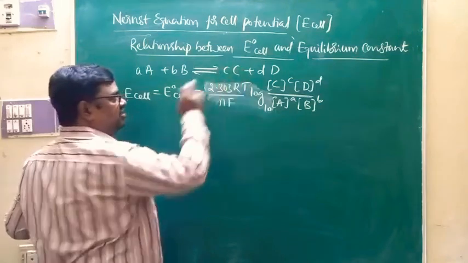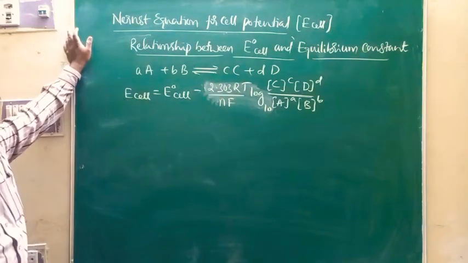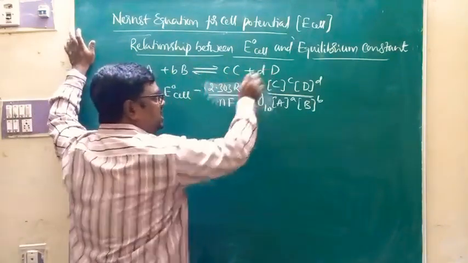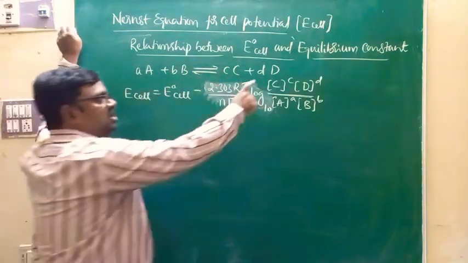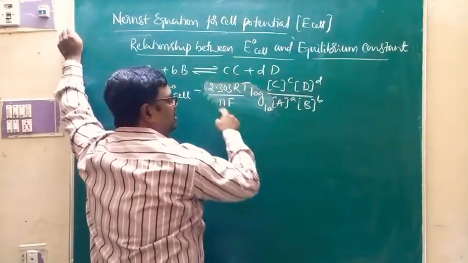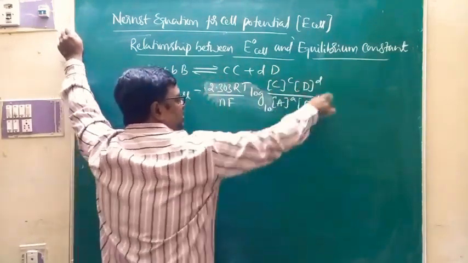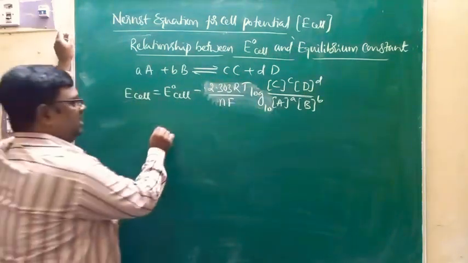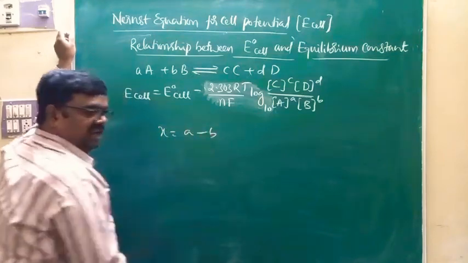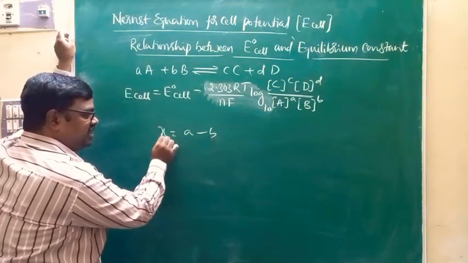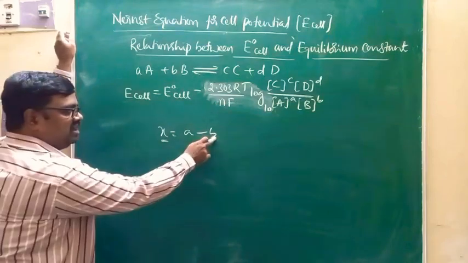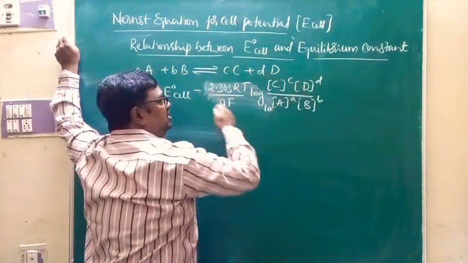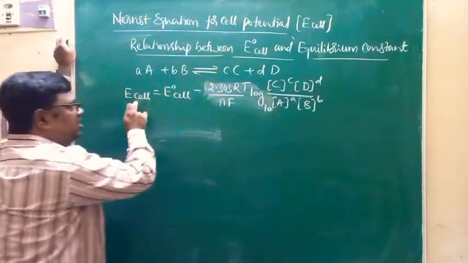As the chemical reaction proceeds in the galvanic cell, the chemical reaction is spontaneous. As the reaction proceeds, the concentration of C and D increases. If the concentration of C and D increases, the total value increases, and when this value increases, E of cell decreases. Like X is equal to A minus B, as the B value increases, the X value decreases. Similarly, as the concentration of C and D increases, the whole value increases, and E of cell decreases.